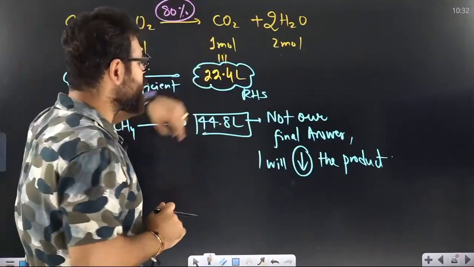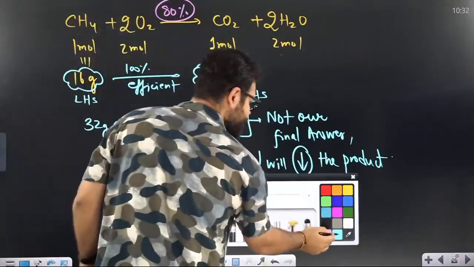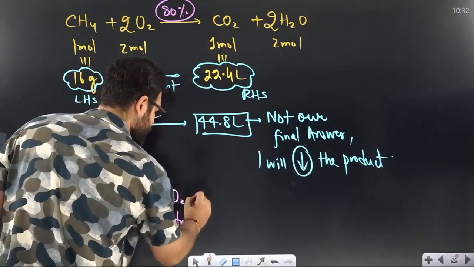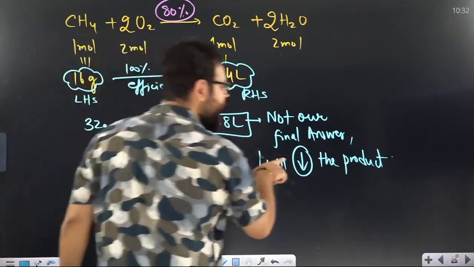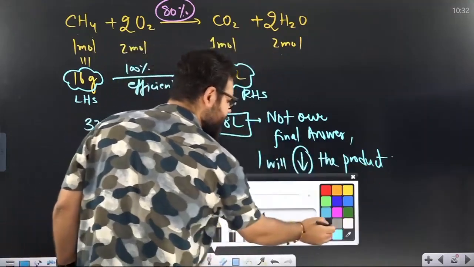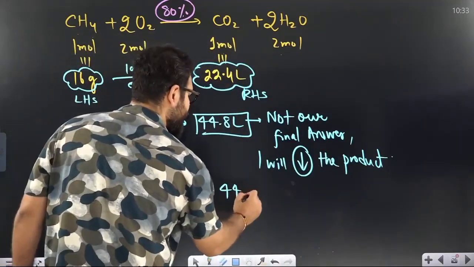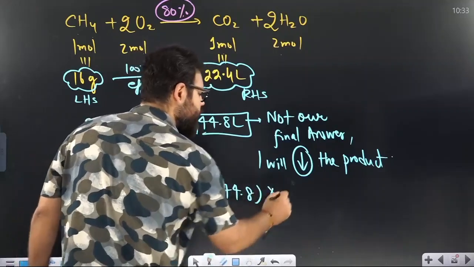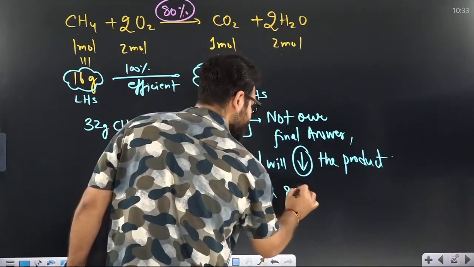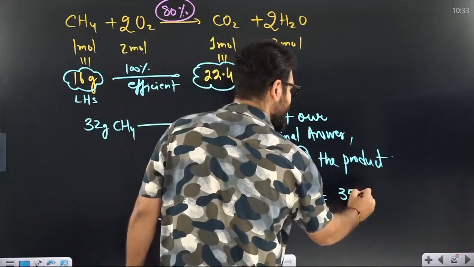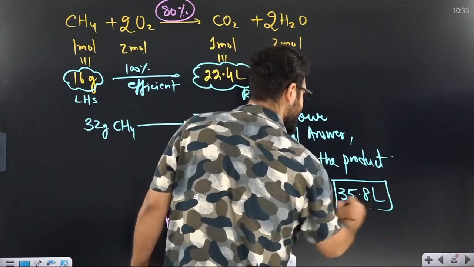You will get less CO2. So the actual CO2 will be less. So I will decrease the product by multiplying with percentage. 44.8 into 80%, which will be 35.8 liter only.